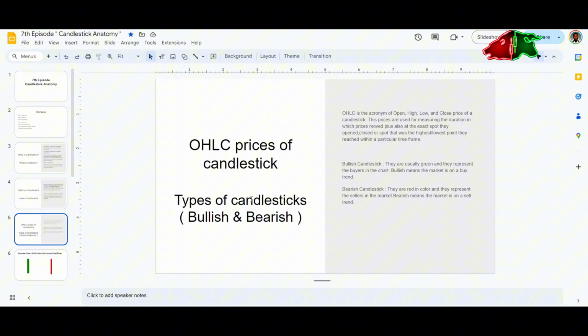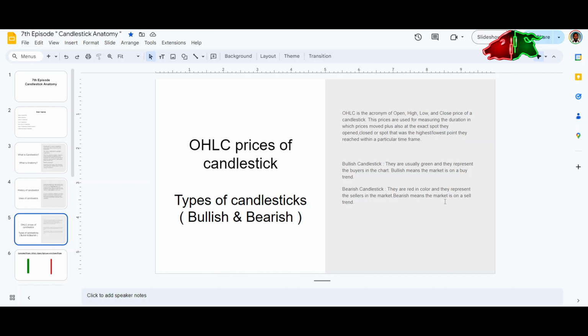All right, so types of candlesticks. We have the bullish and the bearish. That is the only two candlesticks we have in trading. The bullish candlesticks are usually green and they represent the buyers in the chart. Bullish means the market is on a buy trend. Simple, no long talk. Bearish candlesticks are red in color and they represent the sellers in the market. Bearish means the market is on a sell trend.